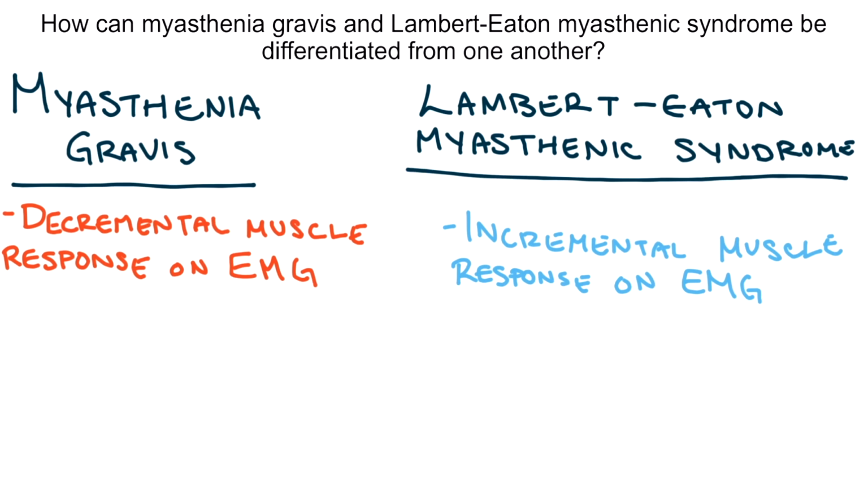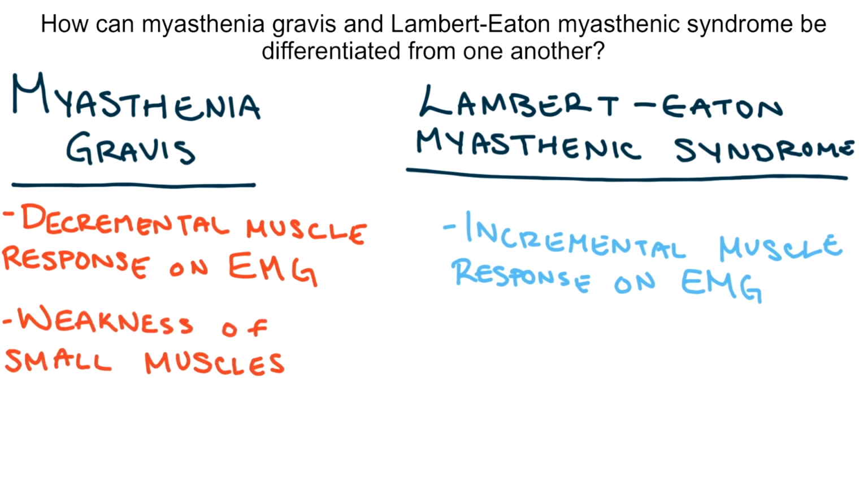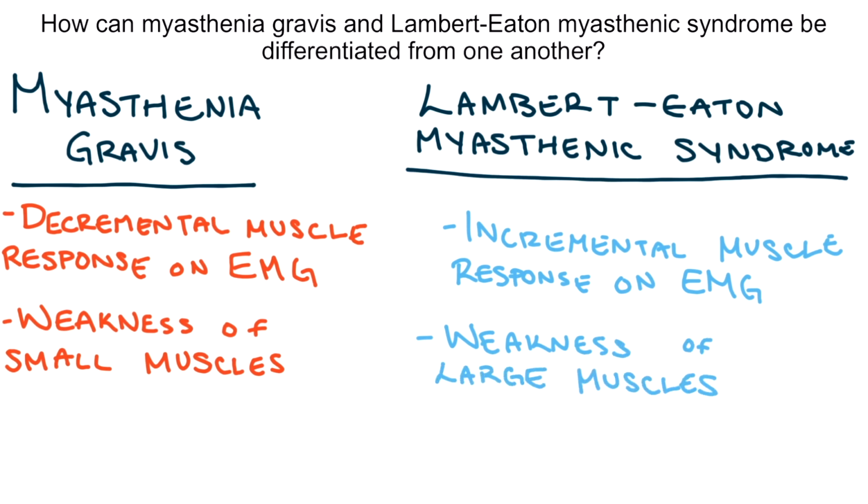Additionally, myasthenia gravis is characterized by weakness of small muscles such as extraocular muscles. This is because small muscles contract very frequently, so acetylcholine quickly gets depleted in the corresponding nerves. In contrast, Lambert-Eaton myasthenic syndrome is characterized by weakness of large muscles such as shoulder muscles. This is because large muscles do not contract frequently. Therefore, it takes time for the corresponding nerves to reach sufficient intracellular calcium levels in order to release acetylcholine.